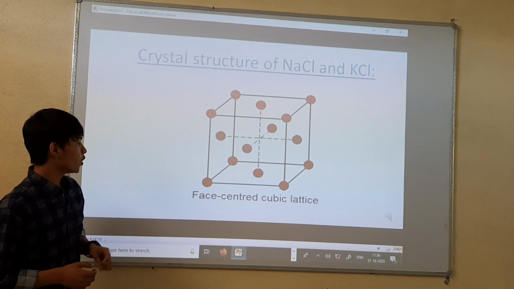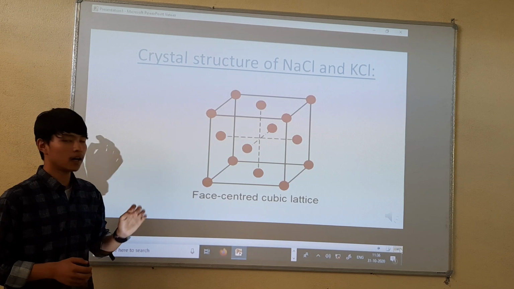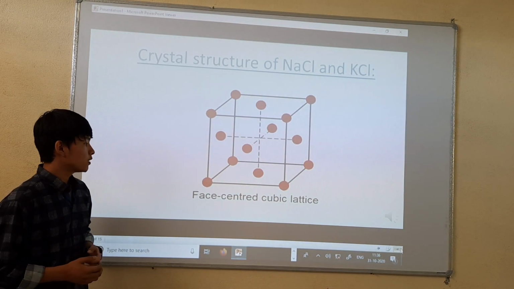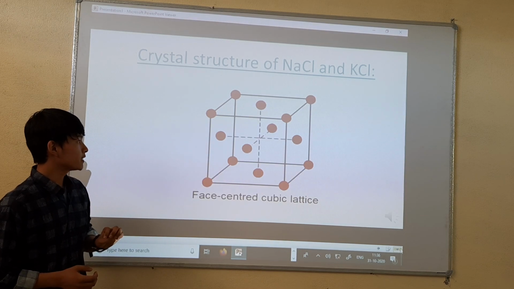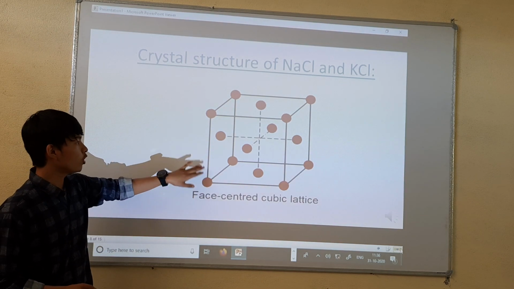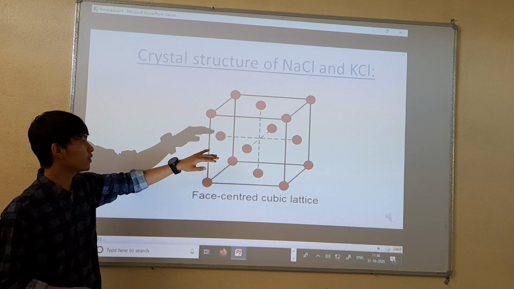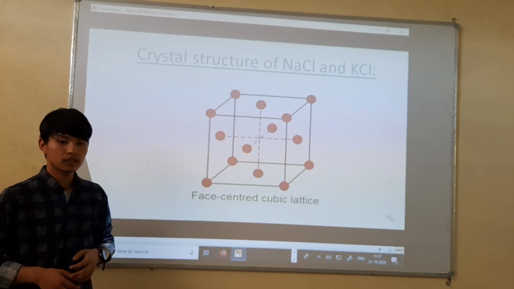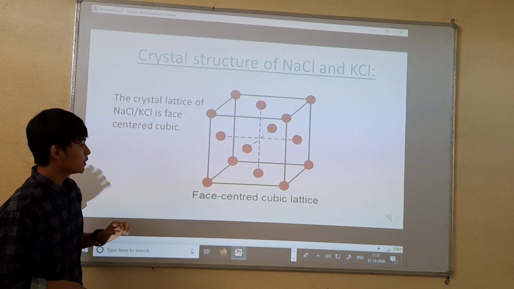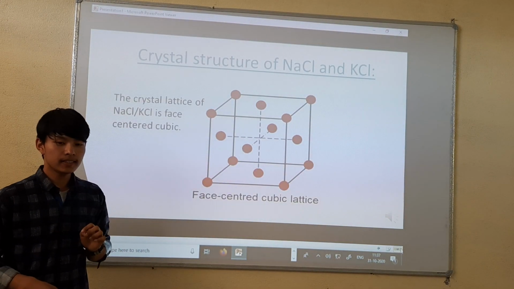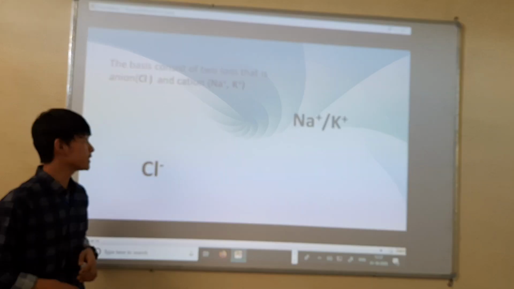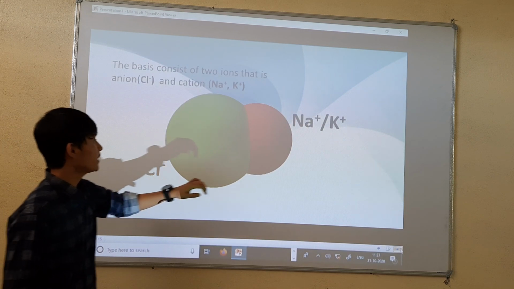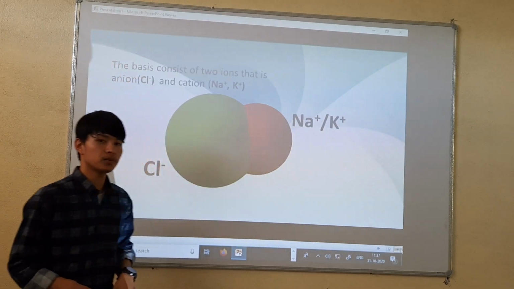So moving on to our main topic, the structure of NaCl and KCl. First, let us talk about the lattice. The lattice of NaCl or KCl is a face-centered cubic lattice. That means it has a lattice point at each corner of a cube and at the midpoints of each of the 6 faces. And the basis of NaCl or KCl consists of 2 ions: chlorine negative as the anion, and sodium positive or potassium positive as the cation.